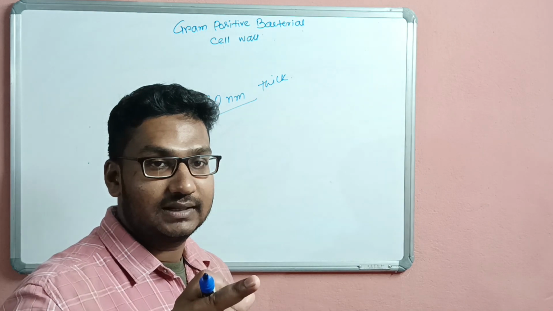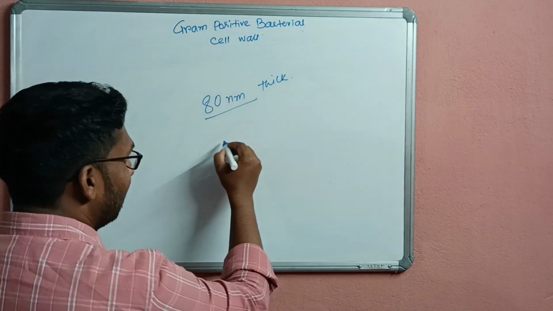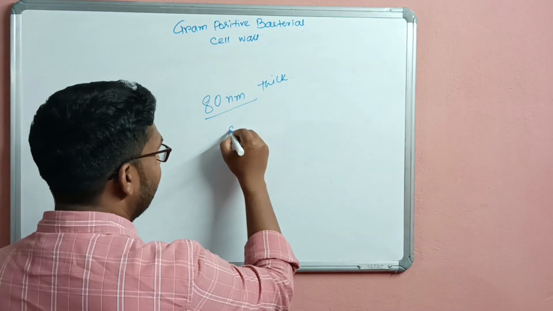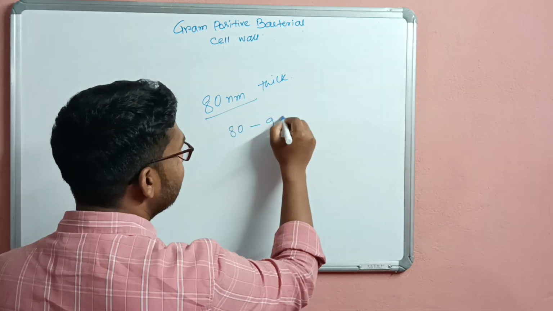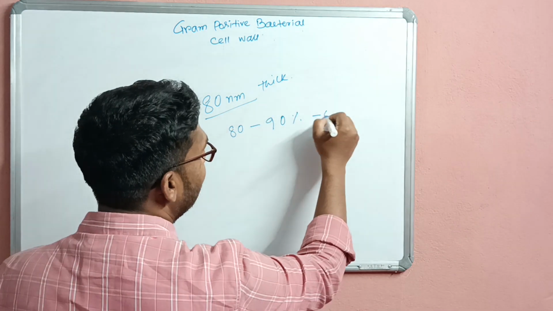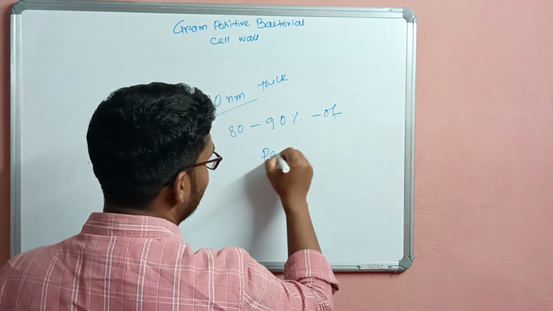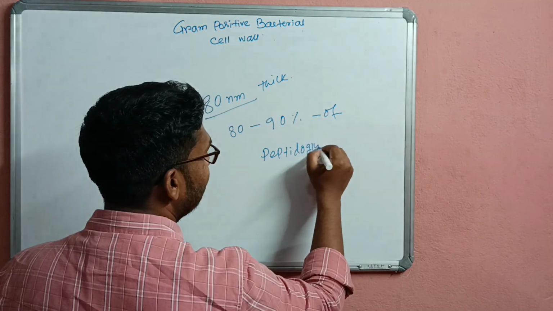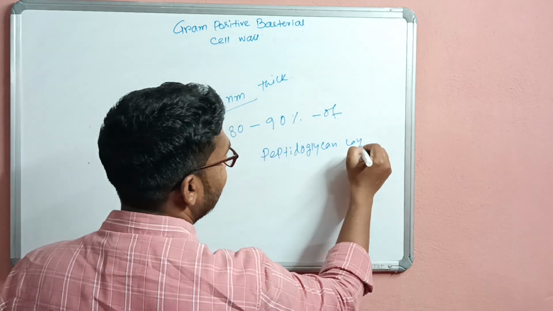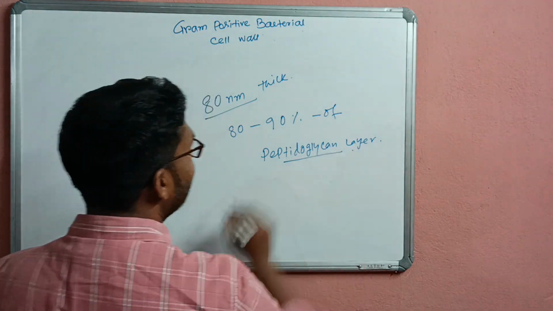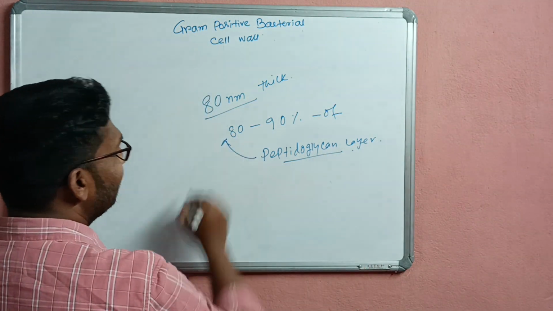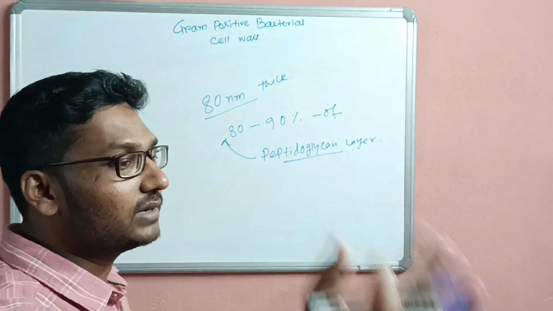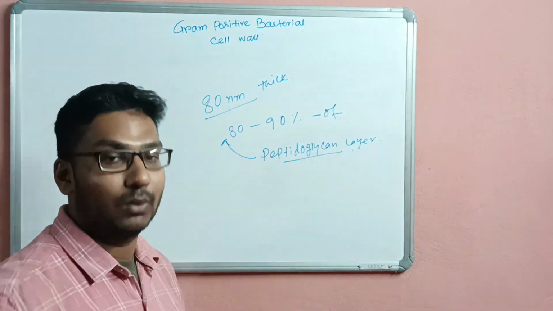bacteria, they are covered by 80 to 90% peptidoglycan layer. So the peptidoglycan layer, okay, this is the component which mainly covers 80 to 90% of the total bacterial cell wall.